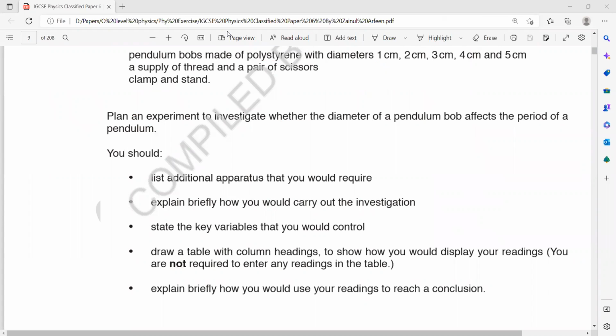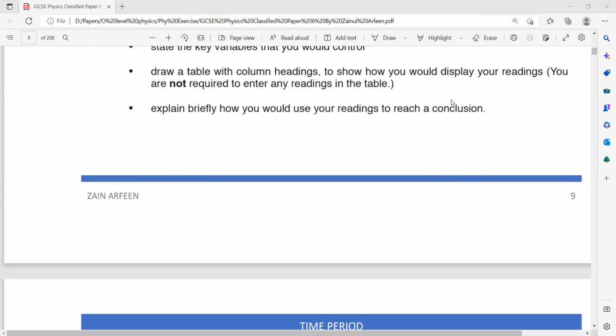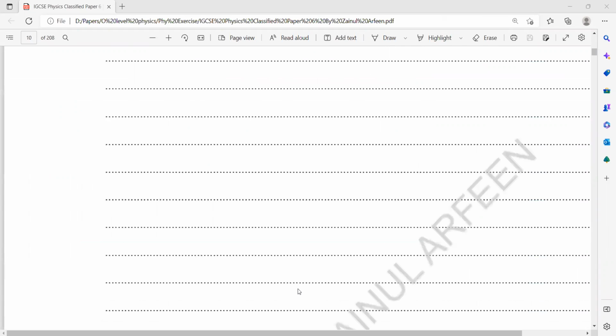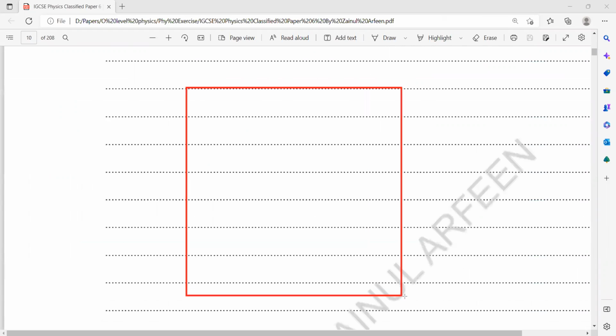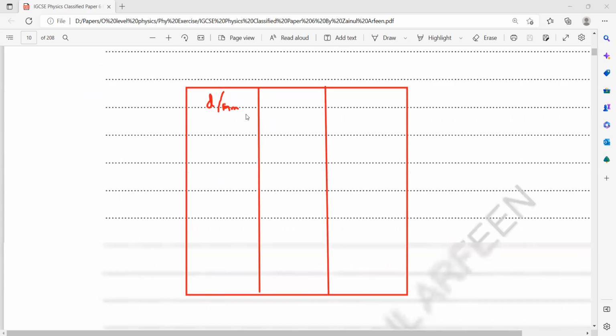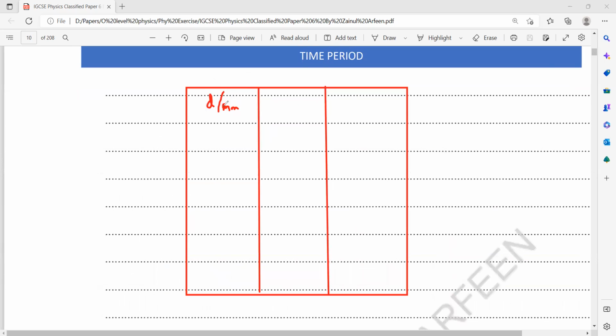Then draw a table or tables with a column heading to show your displayed result. So whenever such a question is there, one column is the size, the diameter. Another one is time for 20 oscillations, and then the third one is the time period. The size is given in centimeter, so size in cm, then time for 20 oscillations, and then time for one oscillation.